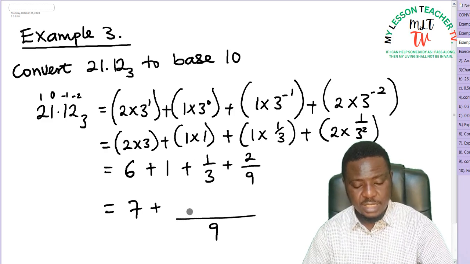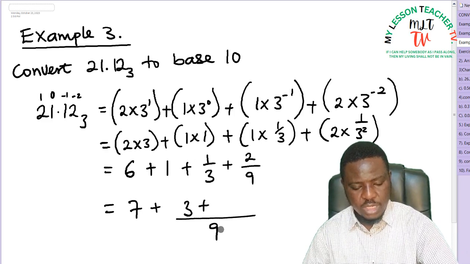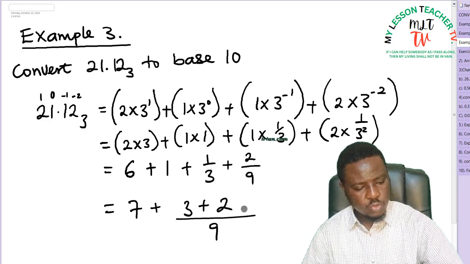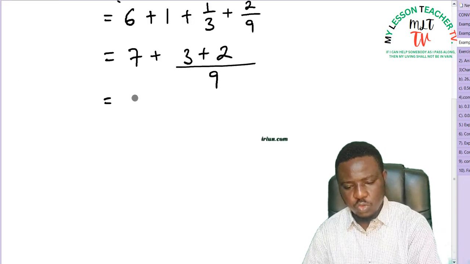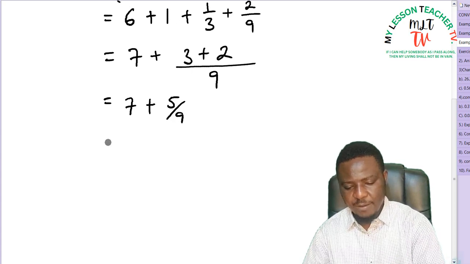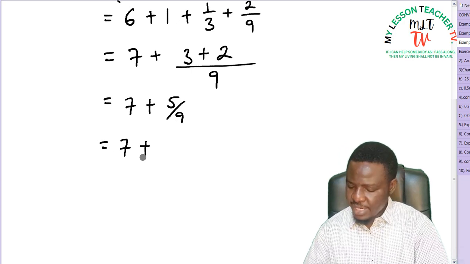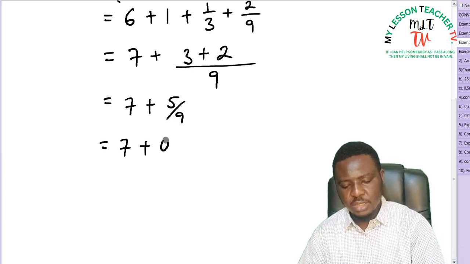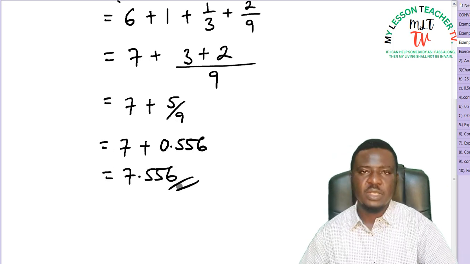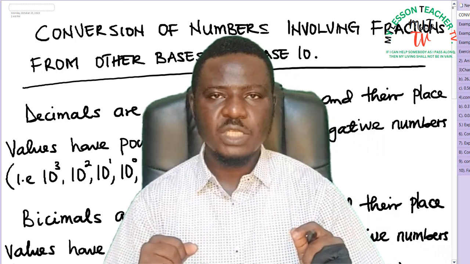3 into 9 is 3. 3 times 1 is 3, plus 9 into 9 is 1. 1 times 2 is 2. So this is equal to 7 plus 5 divided by 9. This is equal to 7 plus 5 divided by 9, which is approximately 0.556. And when you sum them up together, this gives you 7.556 as your answer. That brings us to the end of today's class.